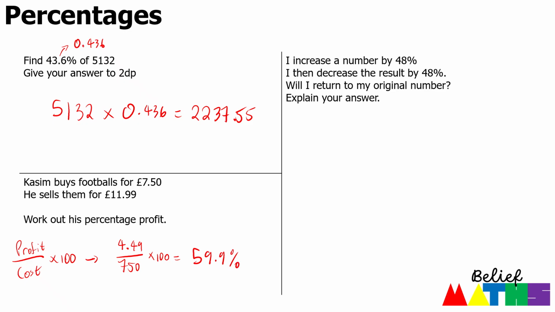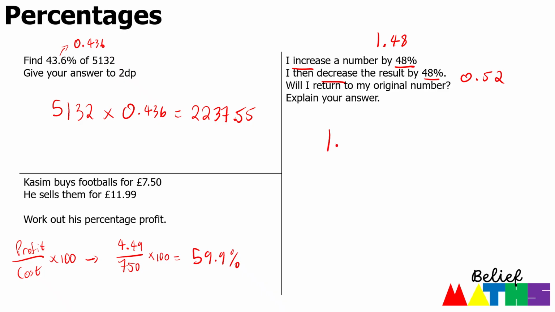Finally, this one on the right hand side, it says, I increase a number by 48% and then decrease my result by 48%. Will I return to my original number? Explain your answer. Now you're not given a quantity, so you've got two options here. You can either pick a quantity, increase it by 48%, then decrease the result by 48% and see if it brings you back to your original value, or you can just use multipliers. A 48% increase is a multiplier of 1.48, and 48% decrease is a multiplier of 0.52. Again, 100 plus 48 divided by 100 and 100 minus 48 divided by 100.